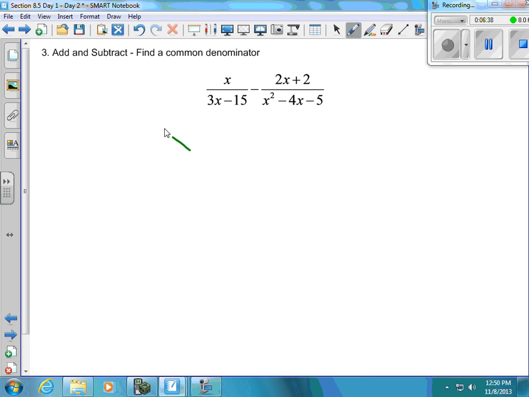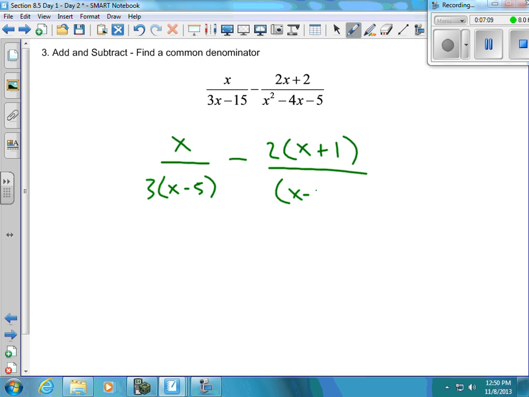We're going to factor each piece. x doesn't have to be factored. 3x minus 15, I can divide each of those by 3, and the result on the inside is x minus 5. Over here, 2x plus 2, I can divide both of those by 2, and I get x plus 1 as a result. And I can do bottoms up with x squared minus 4x minus 5. What multiplies to make negative 5 and adds to make negative 4, excuse me? We get x minus 5 times x plus 1.